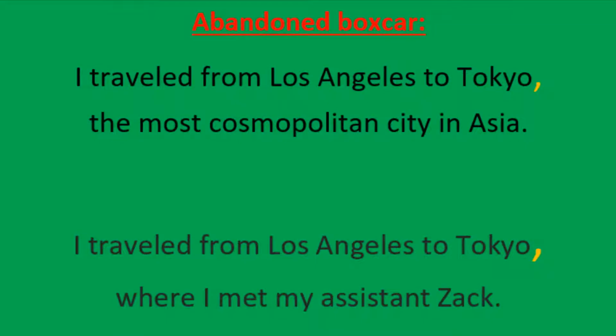Let's review the abandoned boxcar rule. The abandoned boxcar rule says we're going to be dealing with just one comma. Usually we're going to see an independent clause first, then a comma, and then a dependent clause. The dependent clause should theoretically define the word that's right before the comma.